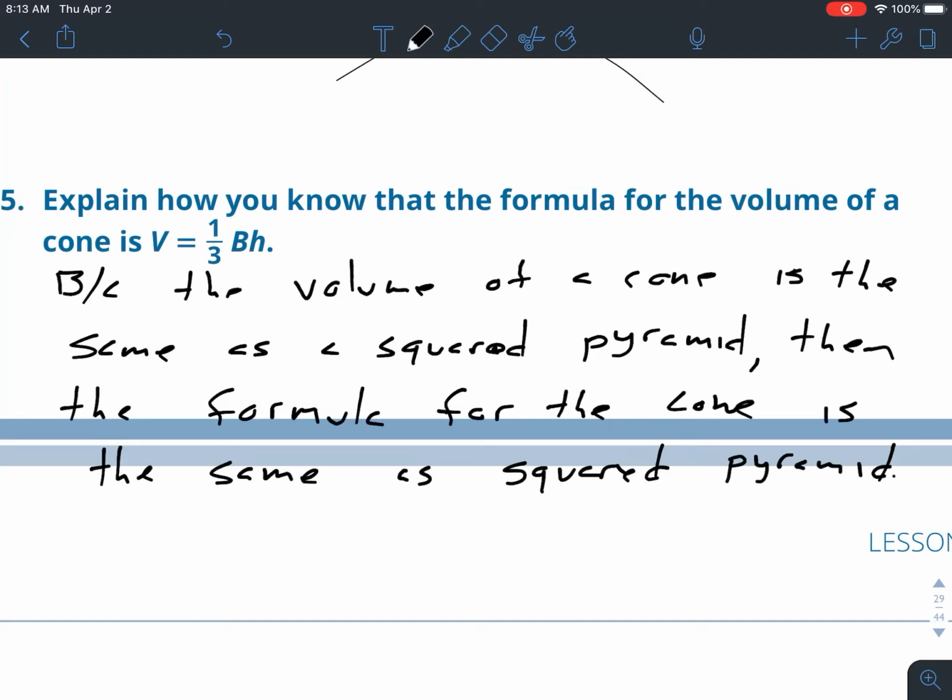as a square pyramid, we can use the same formula. We don't have to change the formula. So the nice thing for a square pyramid and a cone is that we use the same formula. So you only have to remember this one formula for those two.